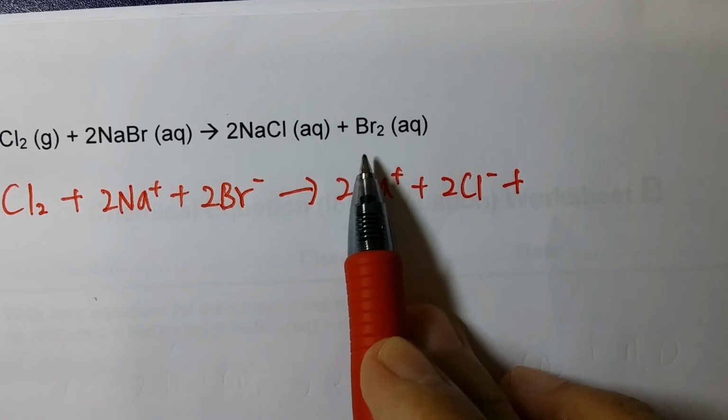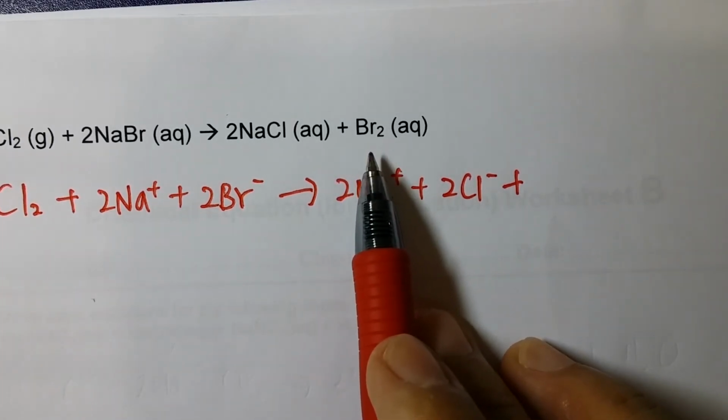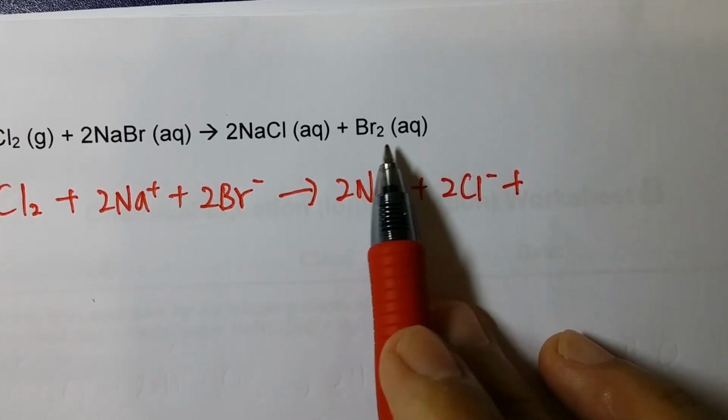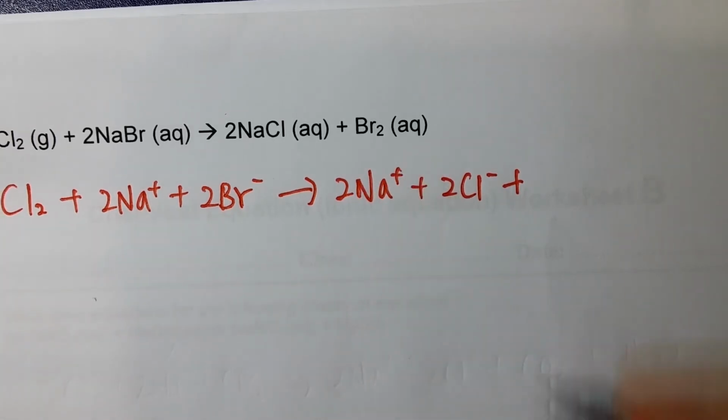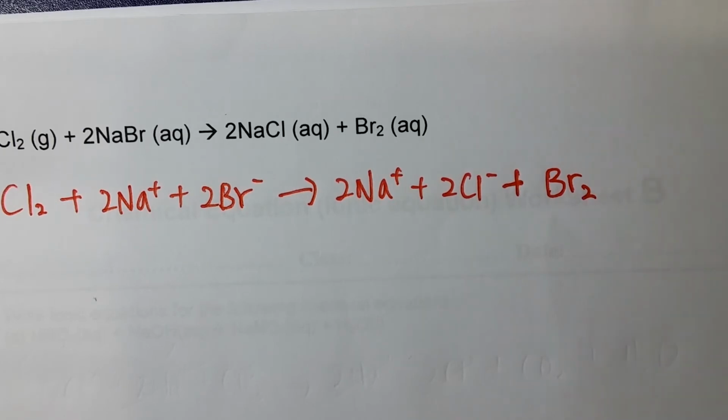Now, bromine. Bromine is from group 7, and as you know, the elements in group 7 exist in diatomic form. That is why this Br2 (aq) exists in diatomic form, meaning that you don't split. So it remains as Br2.